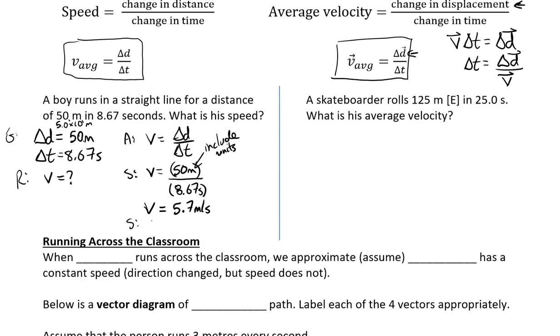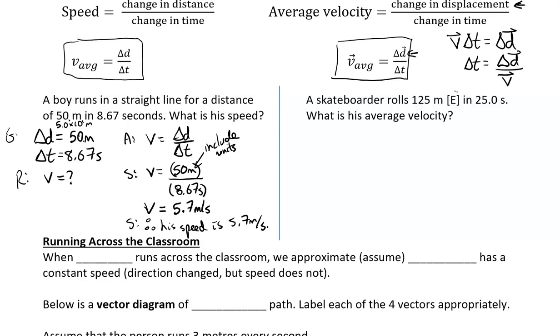And then the last thing we would do for a question like this is a statement. We would write, therefore, his speed is 5.7 meters per second. So that's the process that we're looking for questions in physics to be done as. So let's now look at a question about velocity.